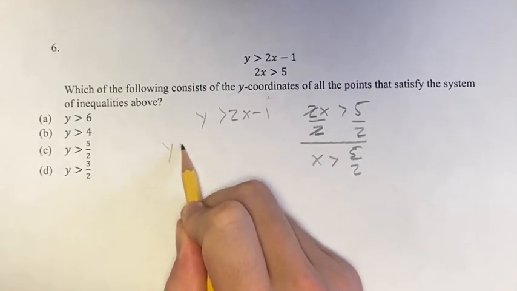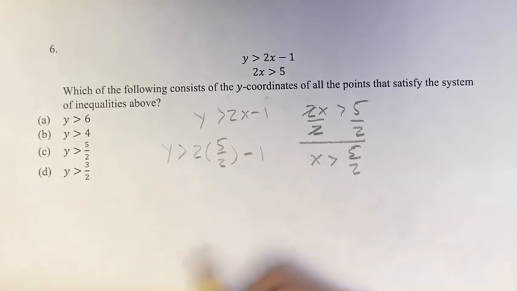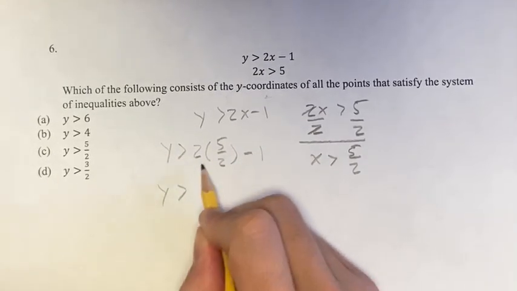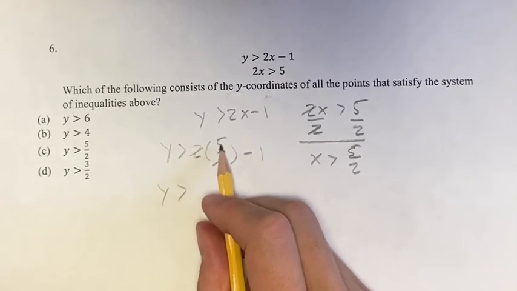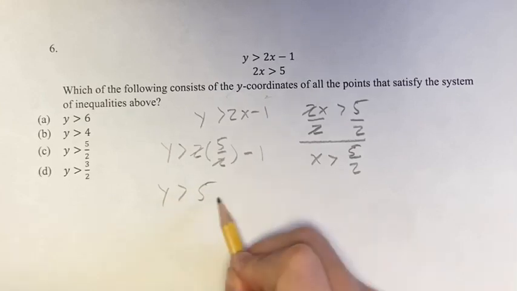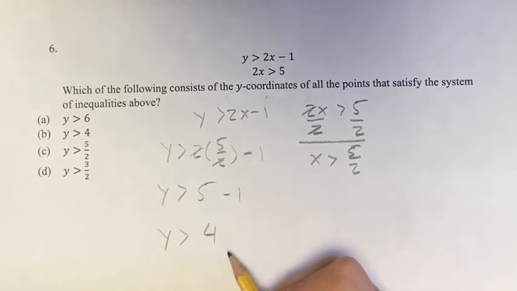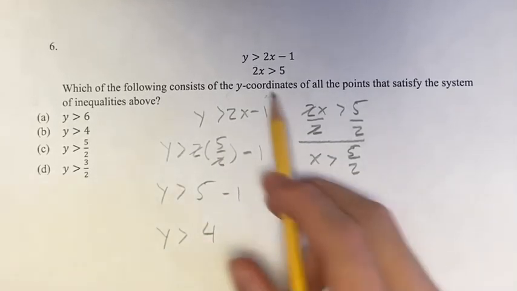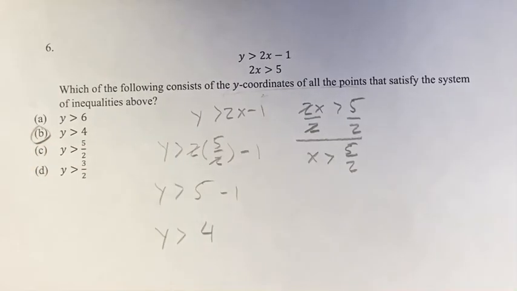So just plugging that in, we have y is greater than 2 times 5 over 2 minus 1. Again, just plugging in 5 halves for x. Y is greater than, these 2's we can cancel out, or just do 2 times 5 is 10 divided by 2. Either way, you get 5 minus 1. Therefore, y is greater than 5 minus 1, which is 4. So our range of the y-coordinates of all the points that satisfy the inequalities is y is greater than 4, right?